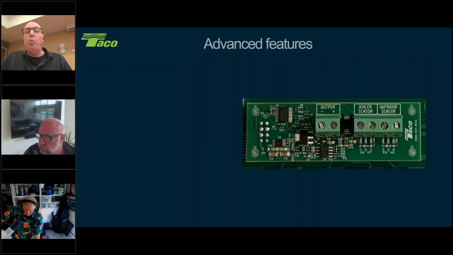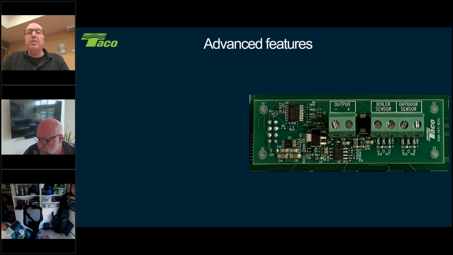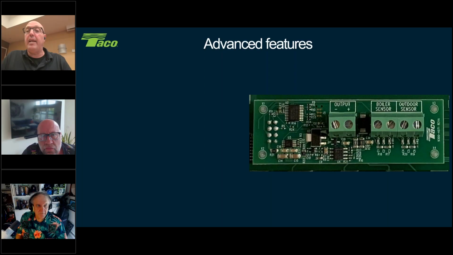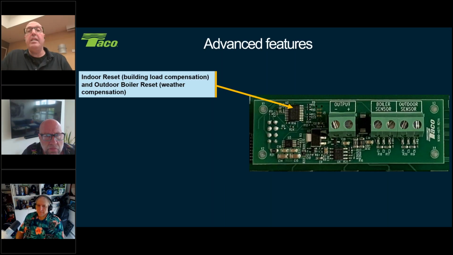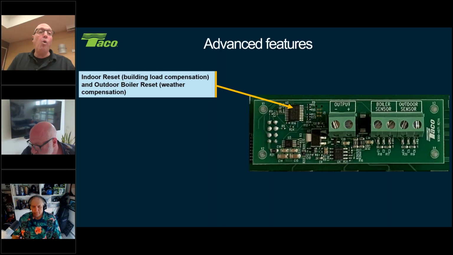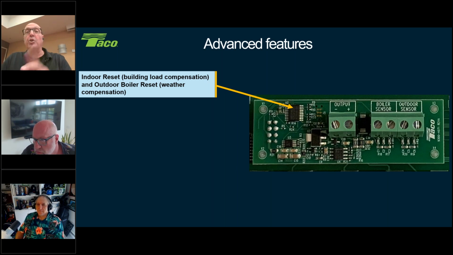All right, so what's this board going to do? You'll see here it has a couple of terminals. It has a plus minus output. You'll see boiler sensor, and it has an outdoor sensor. What we're doing with this is we have 2 options. We can do indoor reset or outdoor reset. And what's the difference between the 2 of them? Well, the indoor reset, or as I like to call it, load compensation, is utilizing one temperature sensor, which comes with the card.